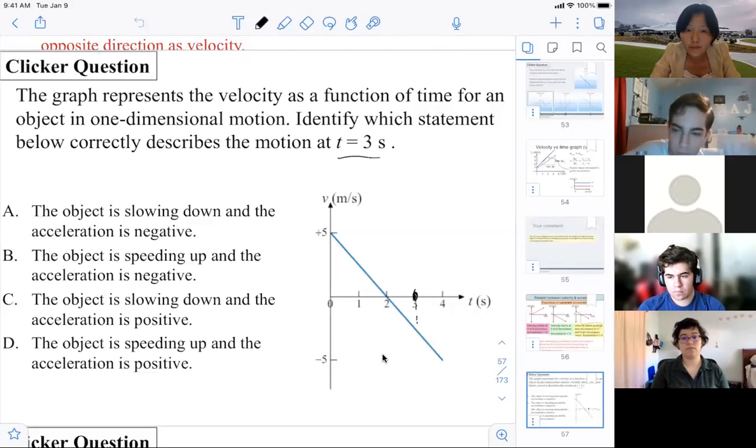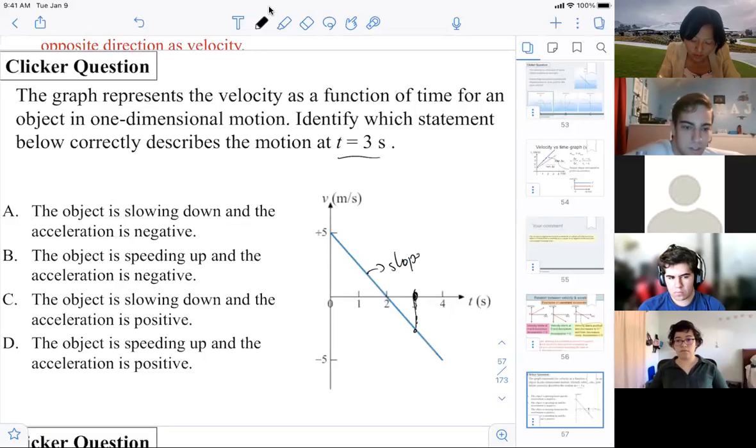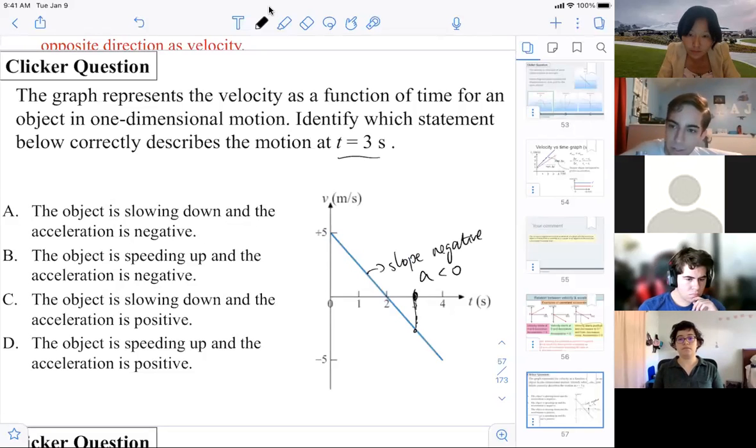So how I thought of it was that at t equals 3, we know the acceleration is negative because the slope of the velocity at that point is negative. Okay. So that means that acceleration is negative. So it has to be A or B. But when you have opposite signs between velocity and acceleration, that means that you're slowing down. But if you have the same sign, you're speeding up. So since velocity and acceleration are both less than 0, we know it has to be B.